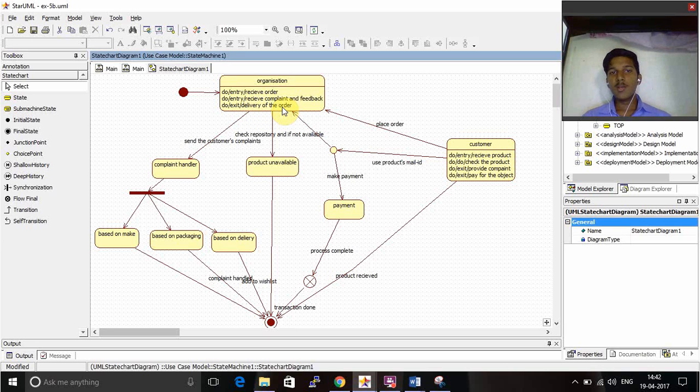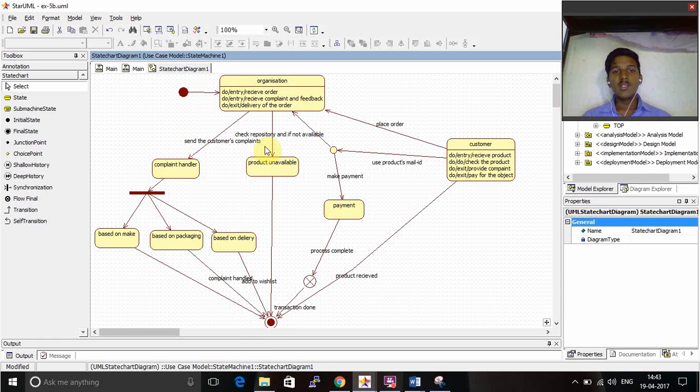So here the organization will have three main choices. Next, the complaint handler will handle all the complaints which have been sent from the customer complaints. Inside the complaint handler, they have been synchronized, divided into three blocks: based on make, based on tracking, and based on delivery, which are the different complaints given here. After the complaint has been handled, it will be sent to the stop, and the complaint handling will be finished.